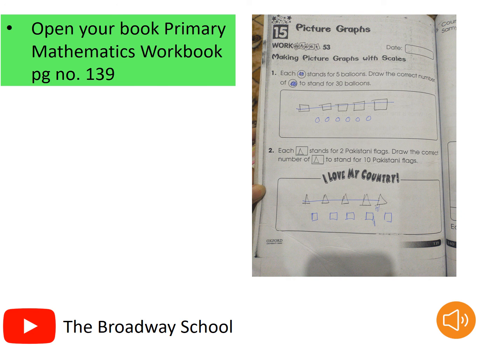Number 2, each box stands for 2 Pakistani flags. Draw the correct number of boxes to stand for 10 Pakistani flags. Okay, if each box stands for 2 Pakistani flags, you are going to draw 5 boxes, because 2 multiplied by 5 is equal to 10 Pakistani flags.